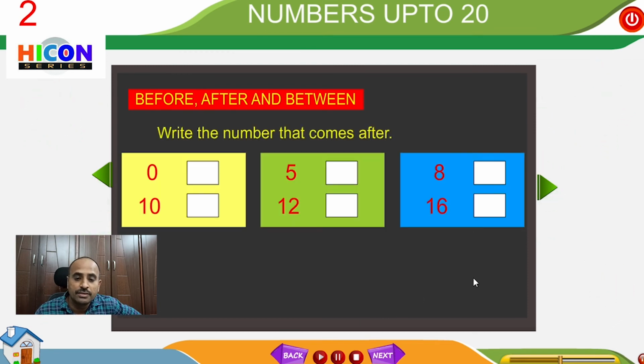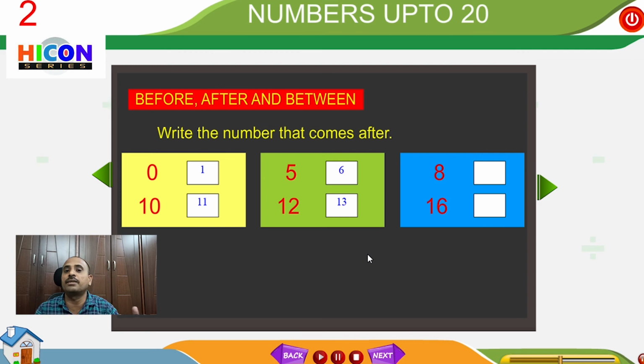So children, write the numbers that come after. So we have to write after numbers. After 0 we will get 1, and after 10 we will get 11. See the second one: after 5 we will get 6, and after 12 we will get 13. So this is the way of writing after numbers.